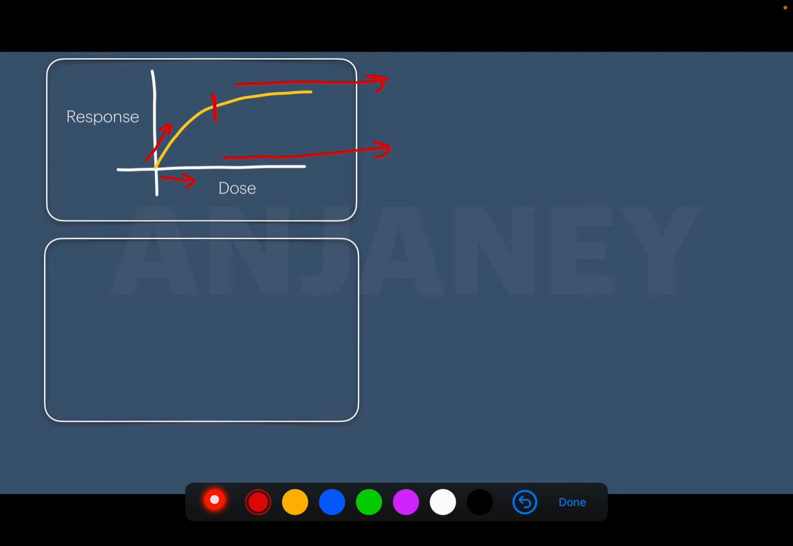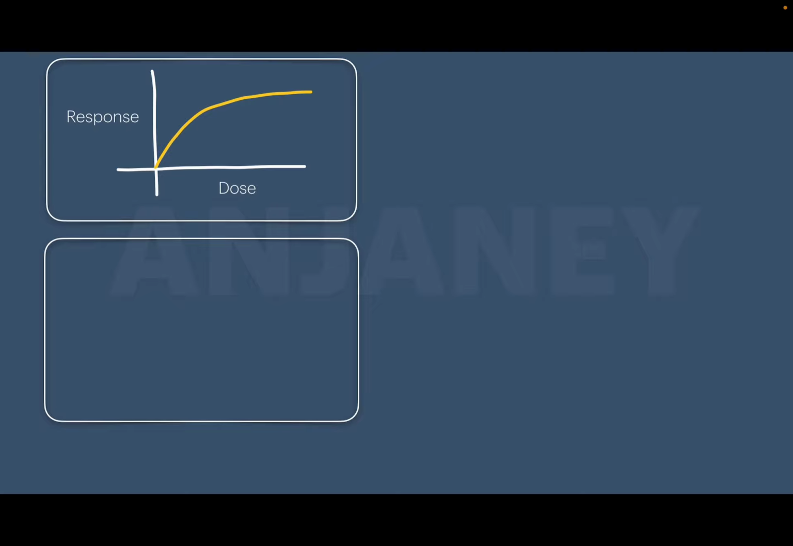Why? Because initially the enzymes or the receptors are all empty. When the drug comes, the enzymes are getting filled. Now the number of enzymes is limited, right? So no matter how much I increase the drug, the effect will be brought by only this much amount of enzyme, so the response will be constant.